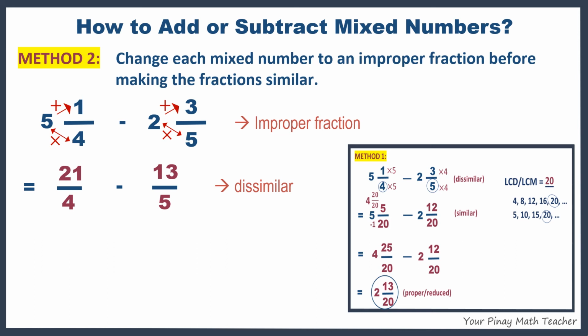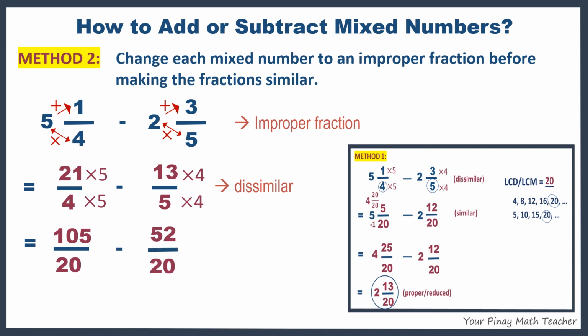So in 21/4, what will you multiply to 4 to get 20? Of course, it's 5. So do the same in 21. In 13/5, 5 should be multiplied by 4 to get 20, and so with 13. So 21 times 5 is 105 over 4 times 5, which is 20, minus 13 times 4 is 52 over 20. So now that they are similar, we can subtract them. 105 minus 52, it's 53 over 20.